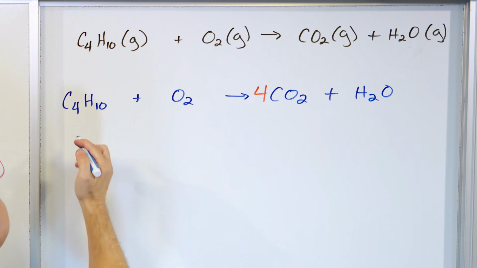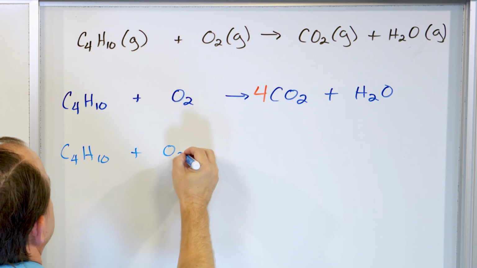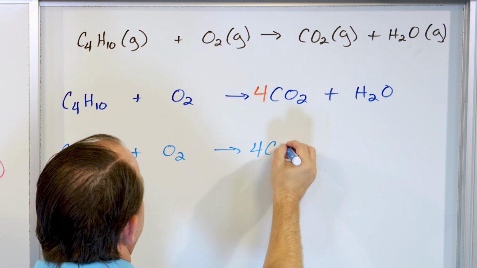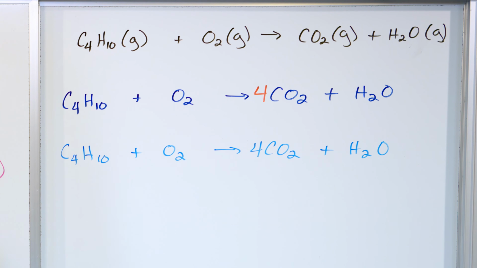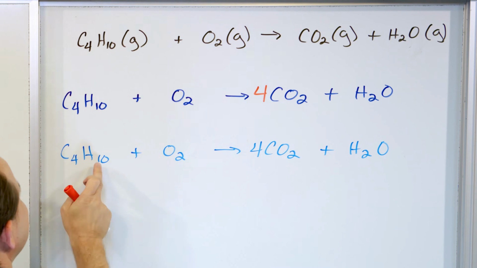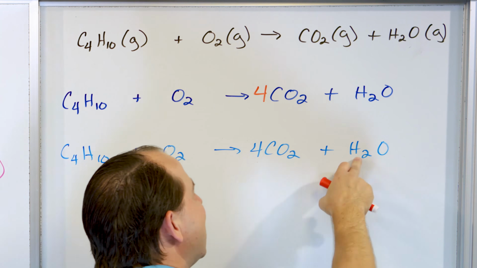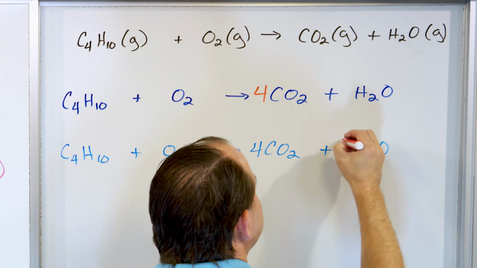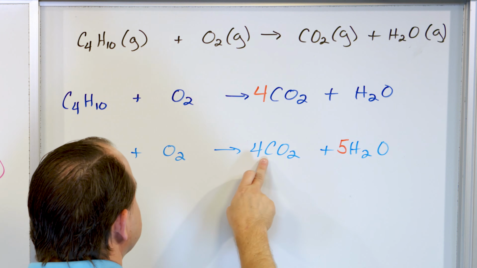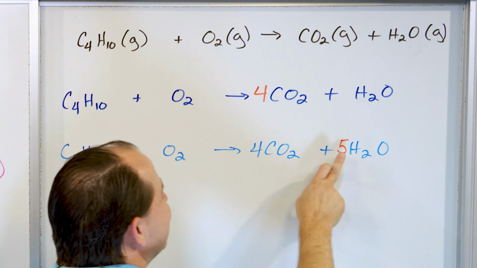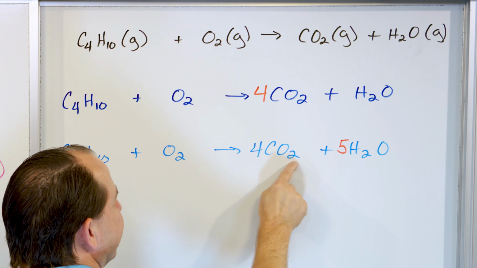I know it's not balanced still, so let me rewrite it. C4H10, O2, 4 CO2, H2O. All right, now let's go back from the top. 4 carbons, 10 hydrogens. The only hydrogen I have over here is right here, and there's only 2 of them. So how do I make 10 to match what I have over here? I have to put a coefficient of 5 in front of this. So we'll check it. 4 carbons, 10 hydrogens, 10 hydrogens. Now there's 2 oxygens, and there's 8 here because 2 times 4 is 8.